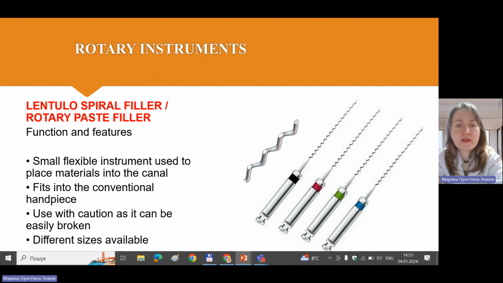Lentulo spiral filler and rotary paste filler. Function and features of this instrument. It is a small flexible instrument used to place materials into the canal. It fits into the conventional handpiece.